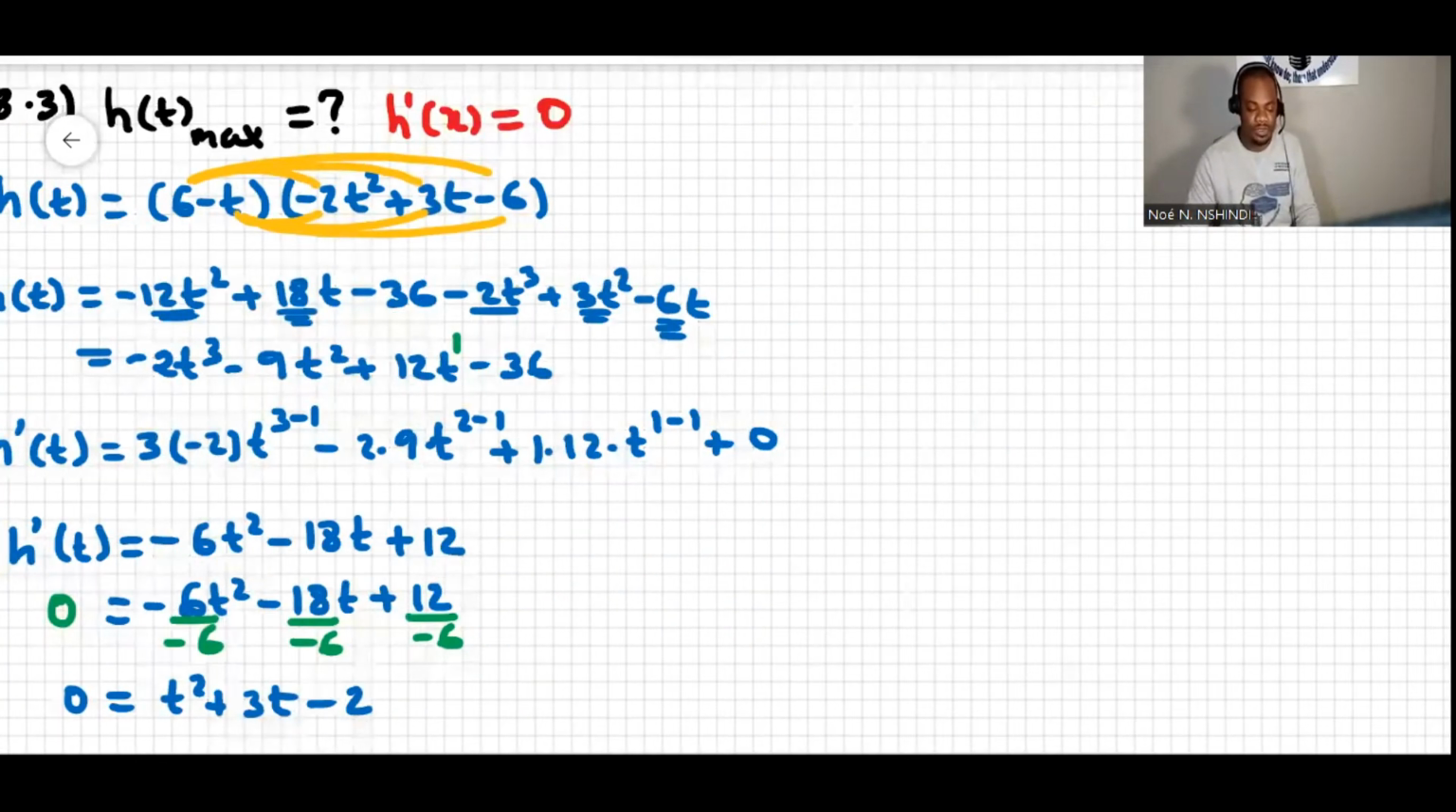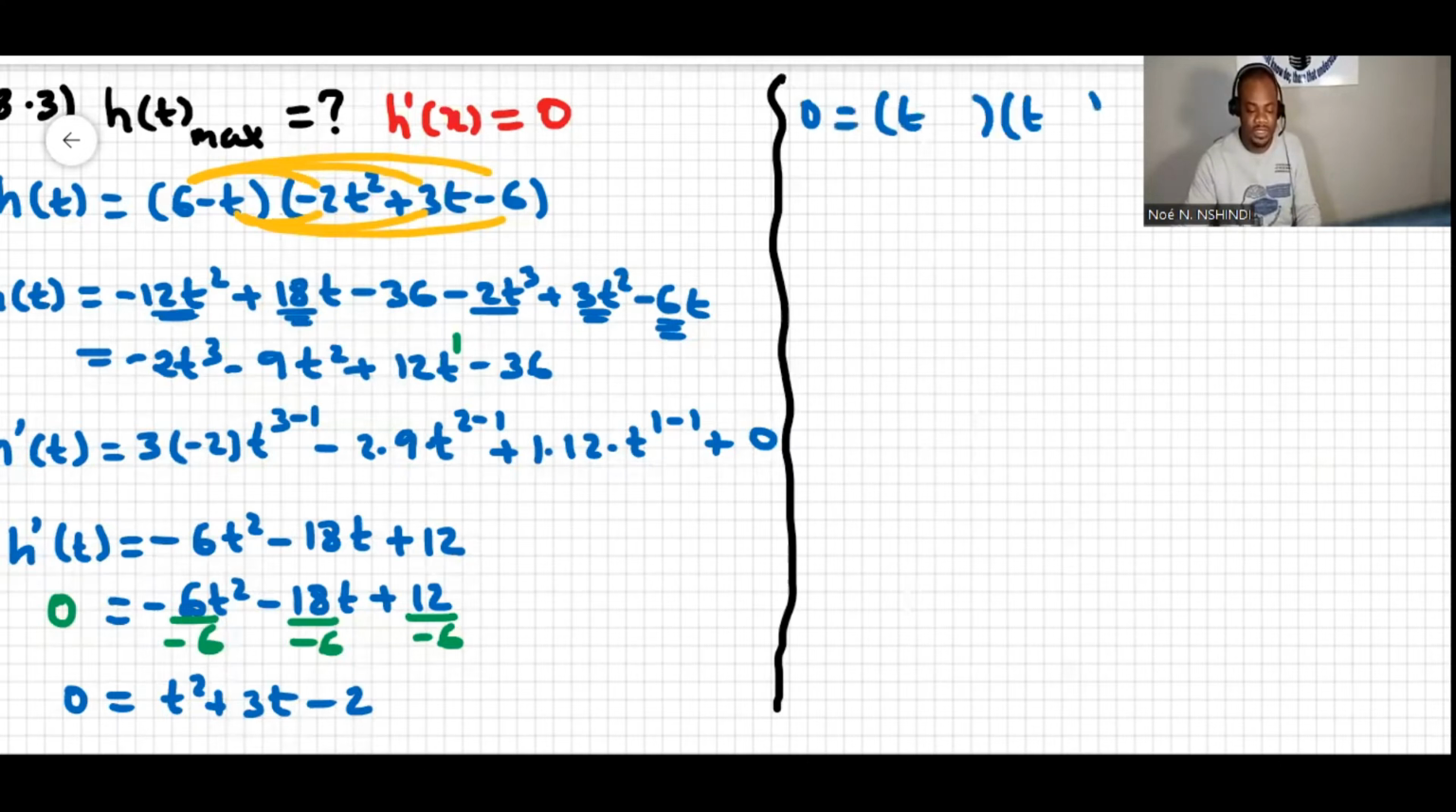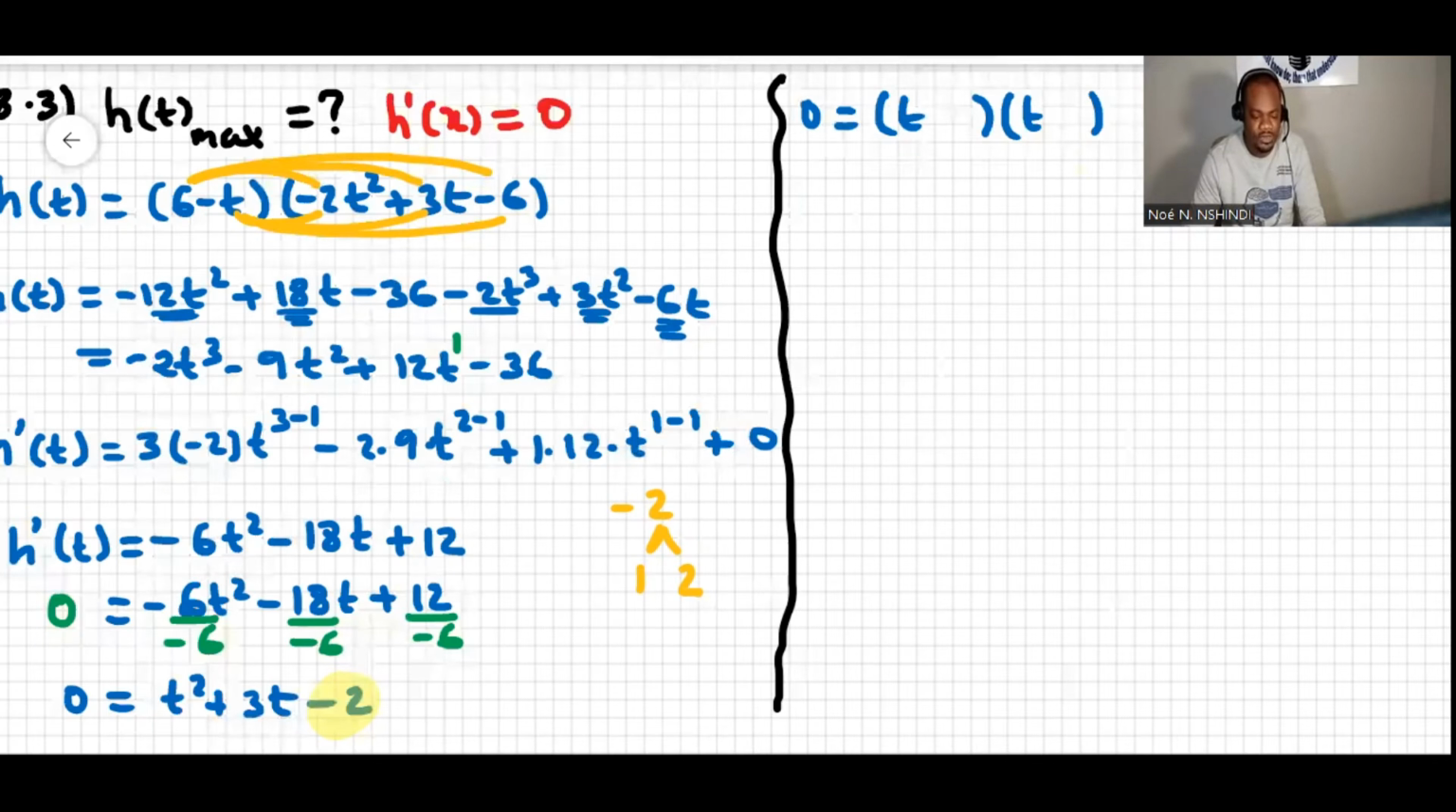Here I can just write 0 equals open bracket t, close bracket, open bracket t, close bracket. I consider the last term, negative 2, and list the factors of 2, which are just 1 and 2. Is everything correct here? I doubt it, because it cannot be factorized. Let me double check.